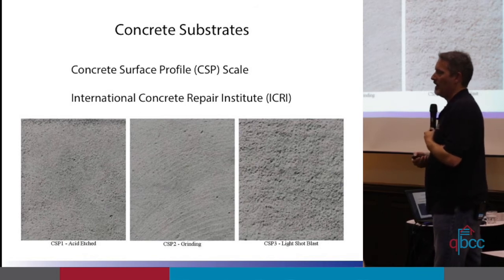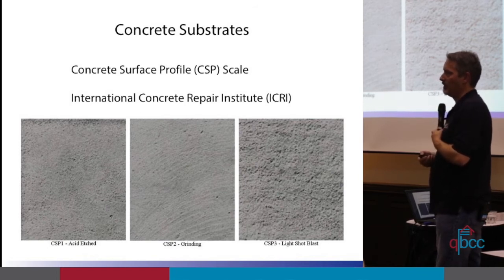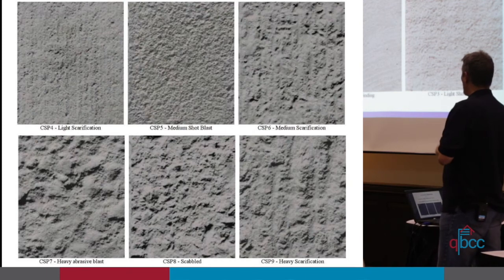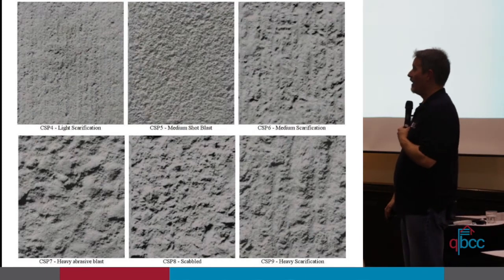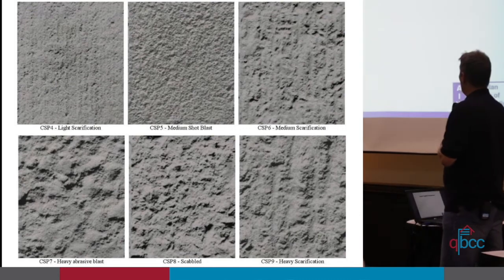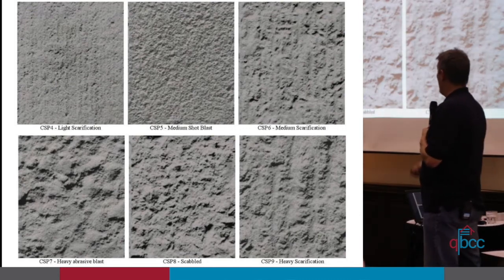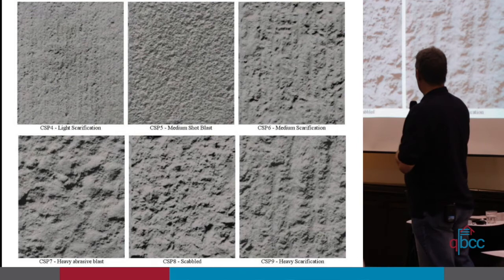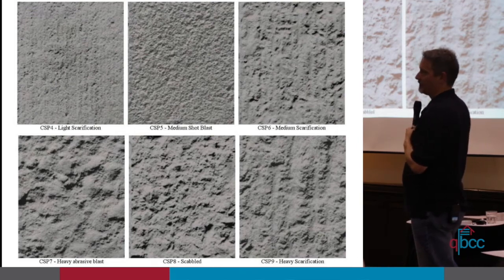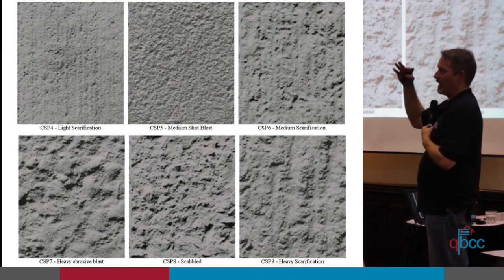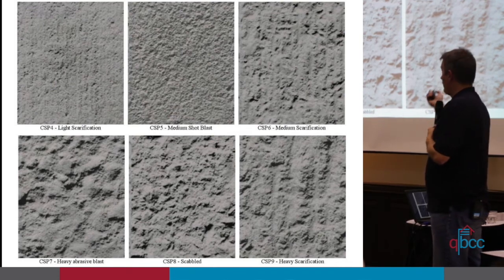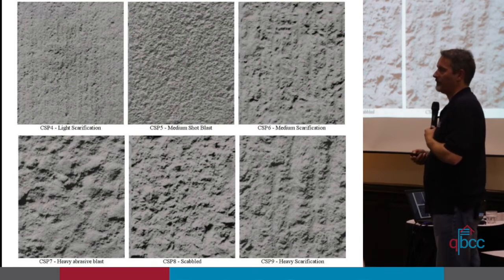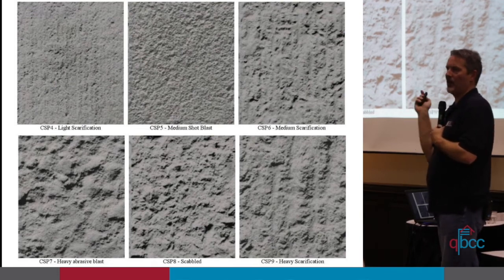CSP2 is equivalent to a ground floor. 3, light shot blast. 4 is light scarification. 5 is a medium shot blast. 6 is medium scarification, all the way up to 9. There's actually a 10, which is even rougher than that. Okay, so that's how the concrete surface is scaled. So if you hear somewhere I need a CSP3, basically it's coming from this scale. Okay, any questions on that?